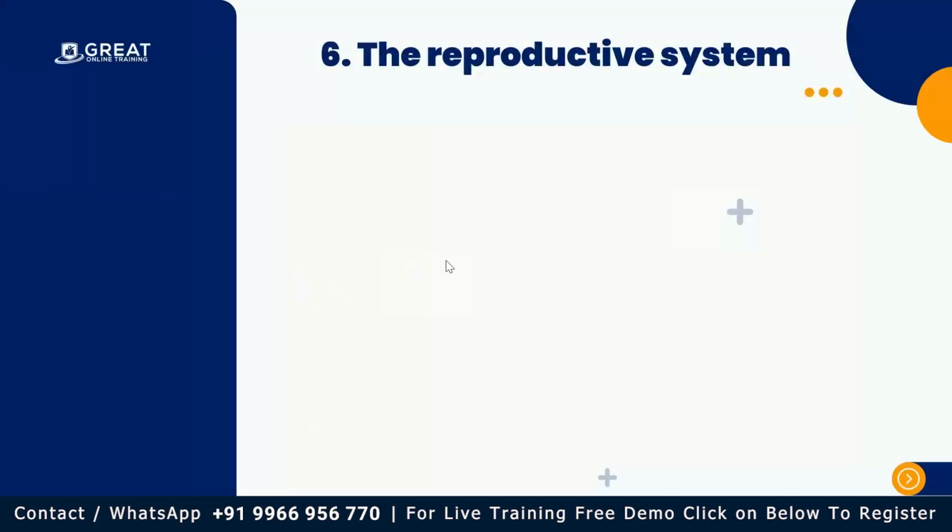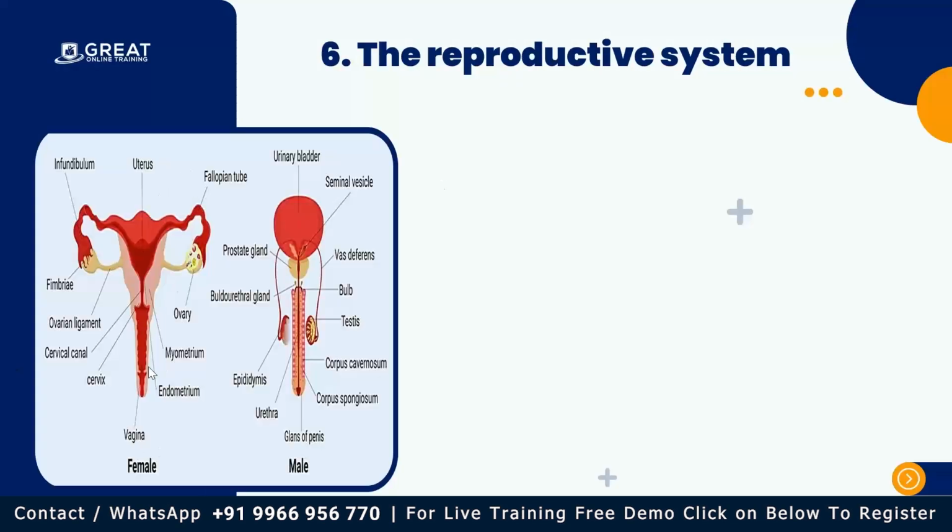Next is the reproductive system. So this is the female reproductive system and this is the male reproductive system. The female reproductive system consists of the uterus, fallopian tubes, ovaries, endometrium, vagina, and cervix, whereas the male reproductive system consists of the penis, urethra, testes, vas deferens, seminal vesicles, and prostate gland.